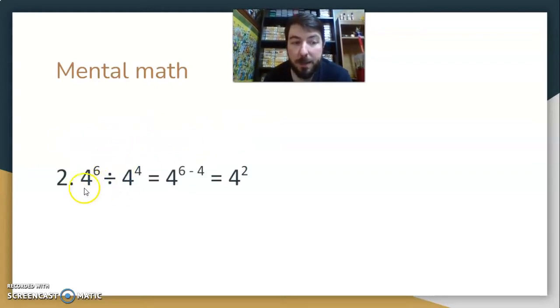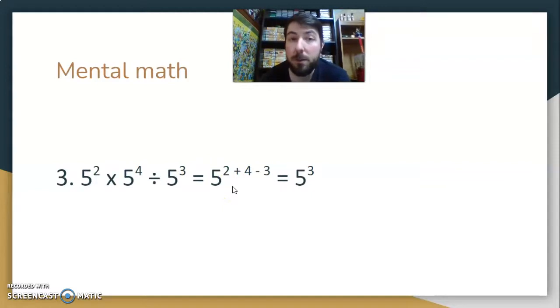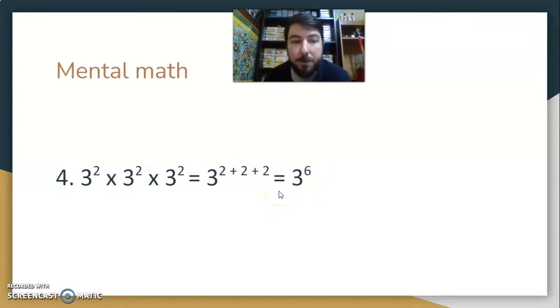If there's a divide and the powers have the same base, we just subtract the exponents, so we get 6 minus 4, and it equals 4 to the power of 2. We can do multiply and divide at the same time. So if we see a multiply when the base numbers are the same, we just add, and when we see a divide, we subtract, and it doesn't matter which order you do it in, you should get the same answer. So 2 plus 4 is 6, minus 3 equals 3, so it's 5 to the power of 3.